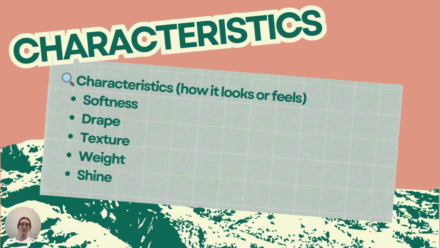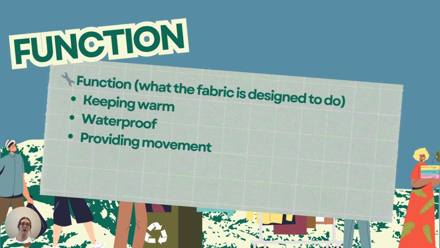The next one is characteristics. Characteristics is to do with how something feels. So this could be softness, drape, which is to do with how something hangs, texture, weight, literally how heavy it is or lightweight, the shine of the fabric.